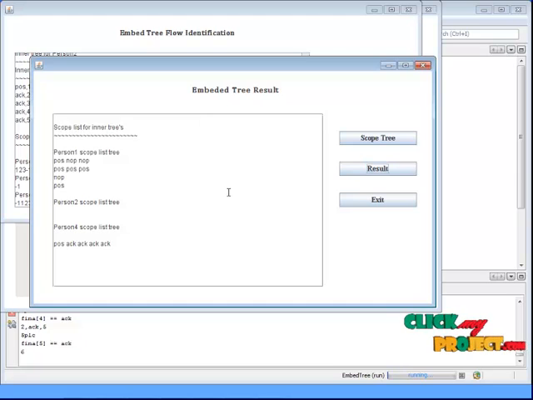Here this is the flow and process execution statement. This is our complete flow. We have to identify and remove the duplicate trees in the dataset.